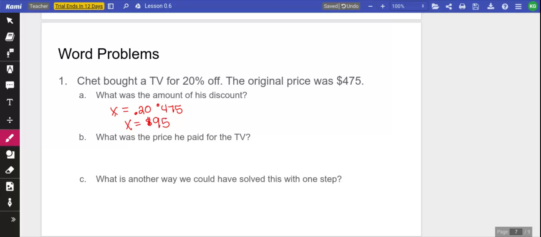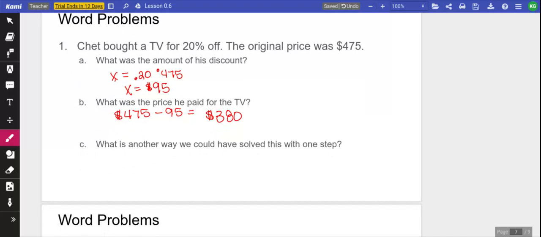What was the price he paid for the TV? So the original price was $475. We got $95 off. So I'm going to subtract them. And he paid $380. What is another way we could have solved this with one step? So go ahead and pause and think about that.